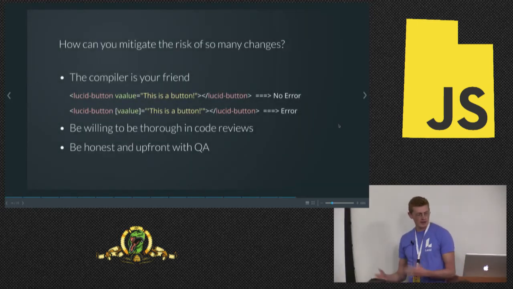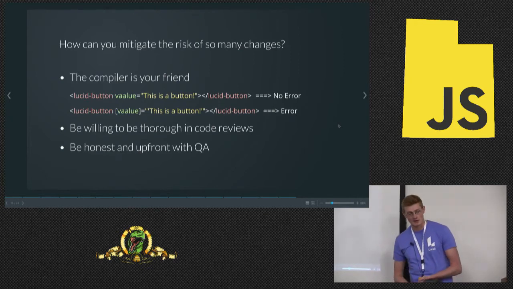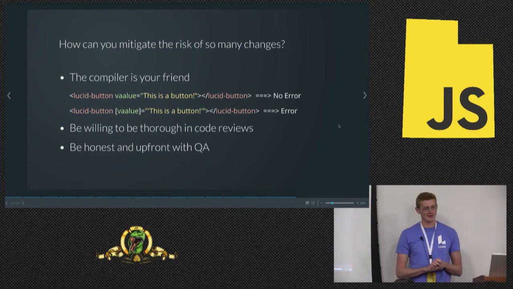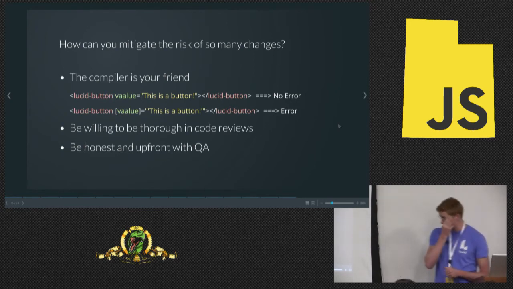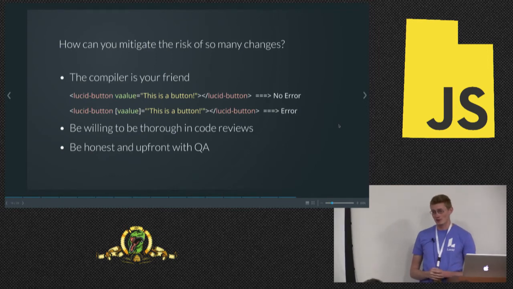So another question, how do you mitigate the risk of so many changes? Because we were making a lot of changes. Over the summer, we probably touched every single file, and I should have put this as another disclaimer. If you want to go this route, just be aware that your Git history will be completely botched.